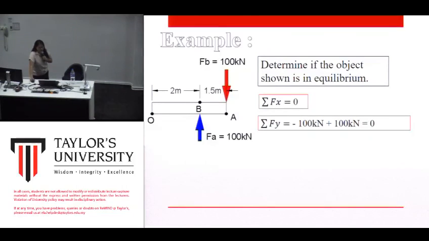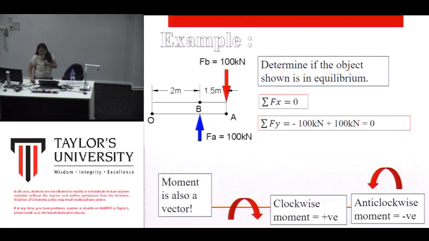So let's try to calculate this. Determine if the object shown is in equilibrium. We have this object subject to two different loads. We have FA going up, FB going down. The amount is equal to 100. So the summation of force in x direction obviously is 0 because there's no x force. The summation of force in y direction equals 0 as well because 100 going up, 100 going down, so it's equal to 0. Lastly, you have to check what is the moment.